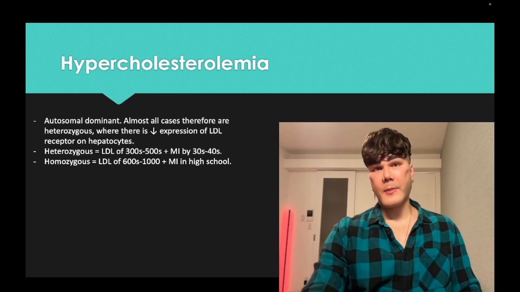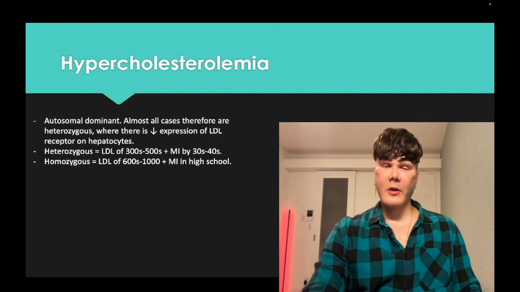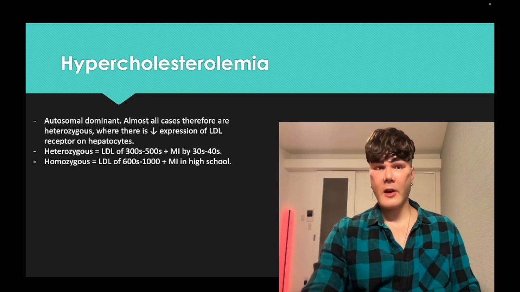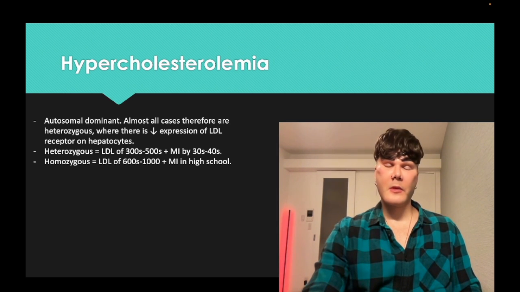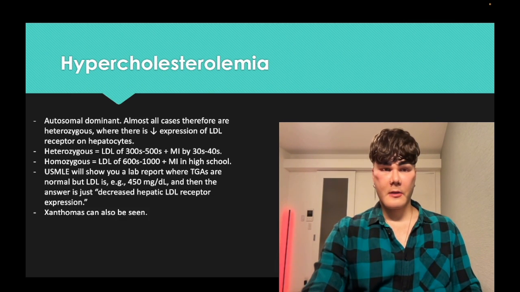So basically 99+% of cases, because it's AD, it's going to be autosomal dominant where we have heterozygous. Okay, most cases heterozygous, and they'll just give you death by MI in 30s, 40s, homozygous, death by MI in high school. Okay, so they can give you a question where they just say LDL in the 500s, and then the answer could just be decreased expression of LDL receptor on hepatocytes. Very passable, very easy. As I just said, okay? And xanthomas are non-specific. Just triglycerides / LDL accumulation. You can see them in all of the dyslipidemias, xanthomas.